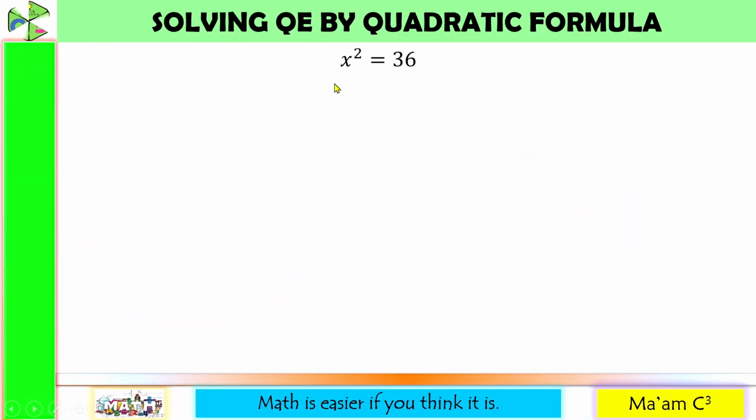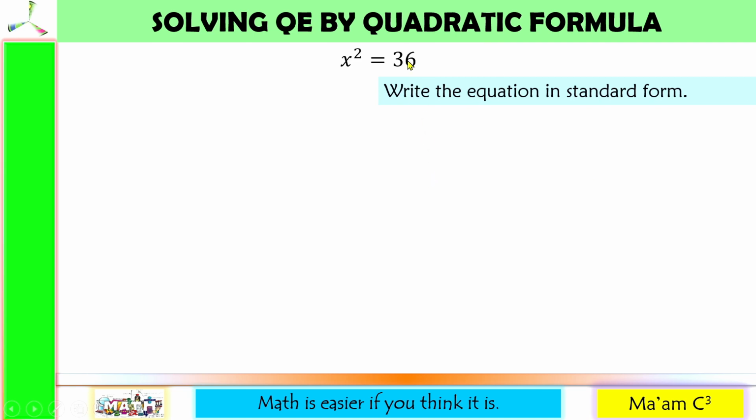Let us have the first one. I took this example from our lesson solving quadratic equation by extracting the roots. This time we're going to use quadratic formula and let us see if we will arrive with the same answer. Step 1 is to write the equation in a standard form. So we're going to move 36 on this side and then equate to 0.